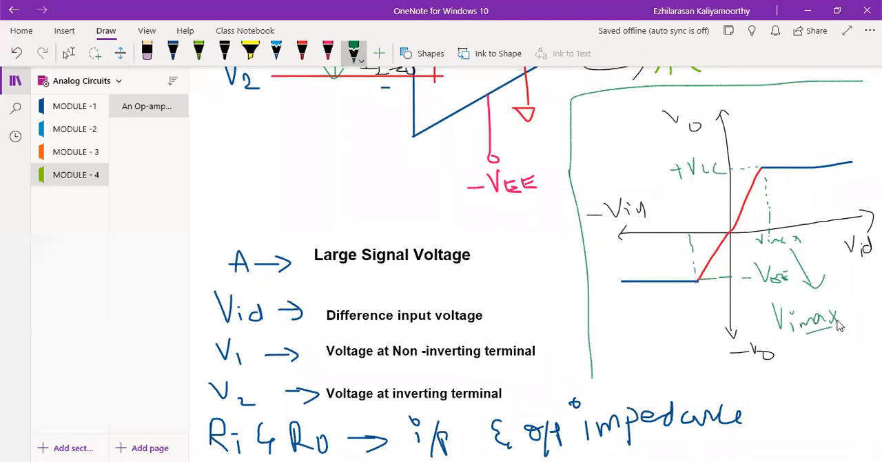Then for the ideal operational amplifier, you try to simulate and check what will happen when you give a sinusoidal waveform with more voltage. The output will be a square wave. You can try and check it in the operational amplifier, because it will be saturated actually. So this is nothing but the simple operational amplifier, the introduction.